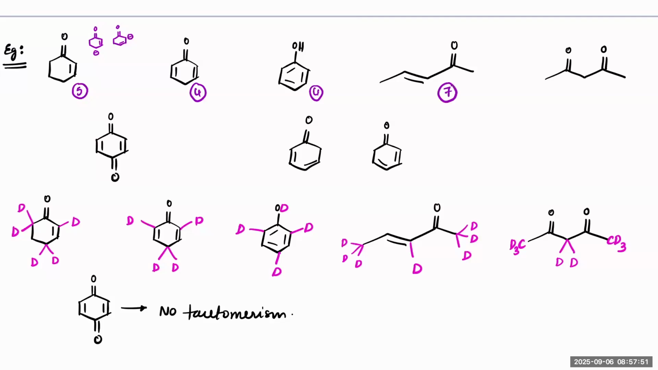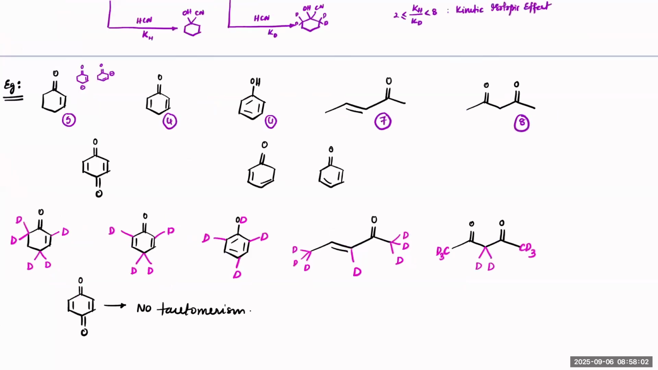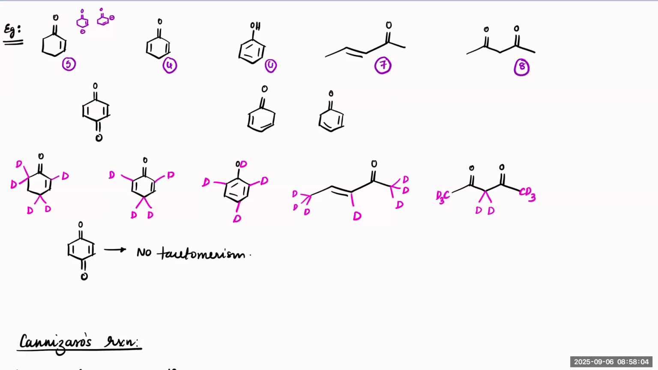Clear? Similarly, here if you notice, these three are alpha positions, these two are alpha, and these three are alpha. So the answer is 8. These many deuterium exchanges are possible. If tautomerism is not happening, then no deuterium exchange happens.